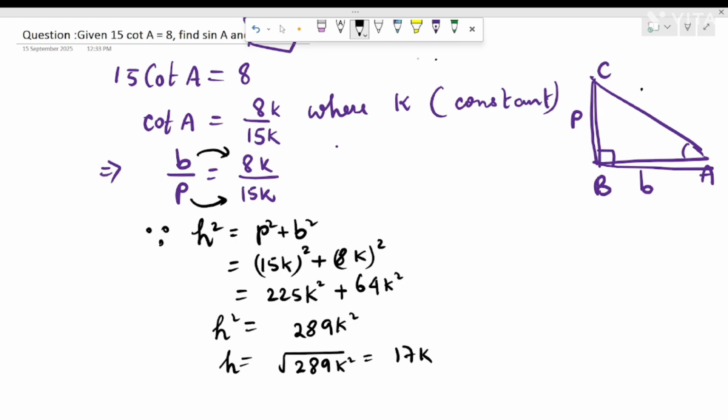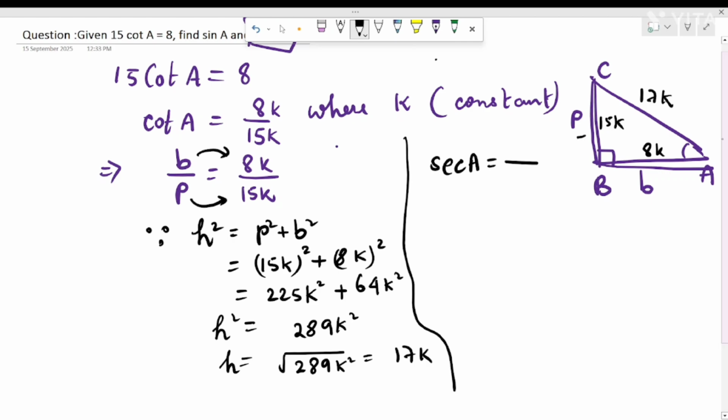So accordingly, we have got 17k as the value of hypotenuse, 8k as the value of base, and perpendicular was 15k, right? Since we have the values of all three sides, now we are going to find out sec A, that is secant of angle A, which is nothing but the opposite of cos. So cos is base by hypotenuse, and sec is hypotenuse by base. So here I'll be writing hypotenuse by base.